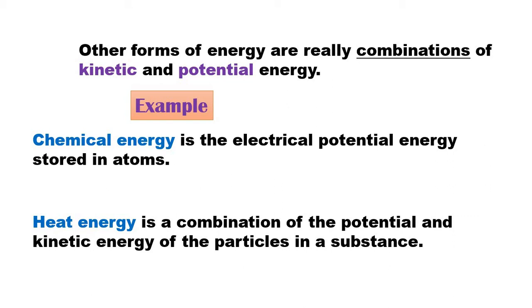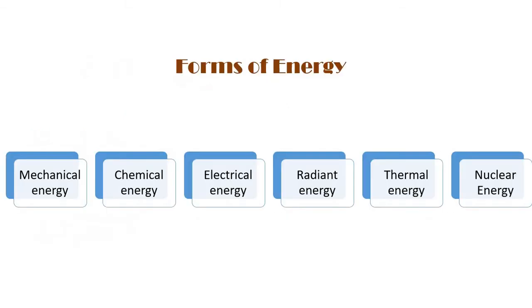Kinetic energy and potential energy make other forms of energy, like the chemical energy. Chemical energy is a combination of electrical energy and potential energy that are stored inside the atoms, while heat energy is a combination of potential energy and the kinetic energy of the particles in the substance itself. We have 6 main forms of energy: mechanical energy, chemical energy, electrical energy, radiant energy, thermal or heat energy, and nuclear energy.